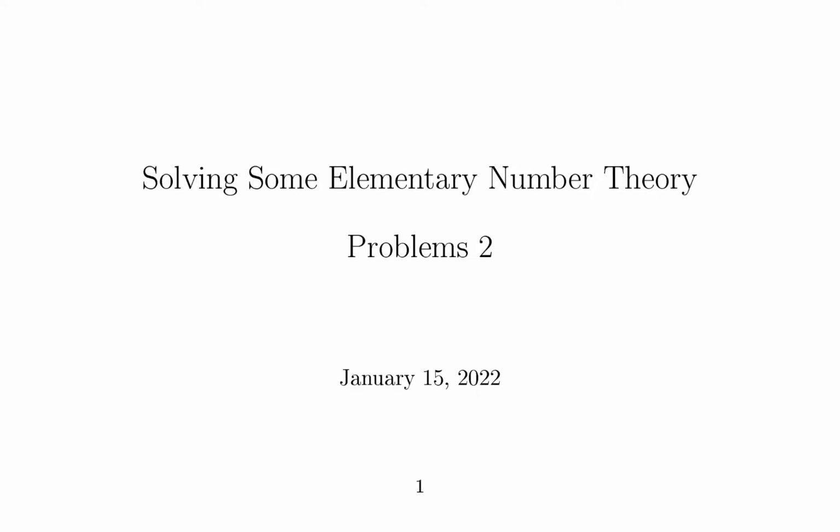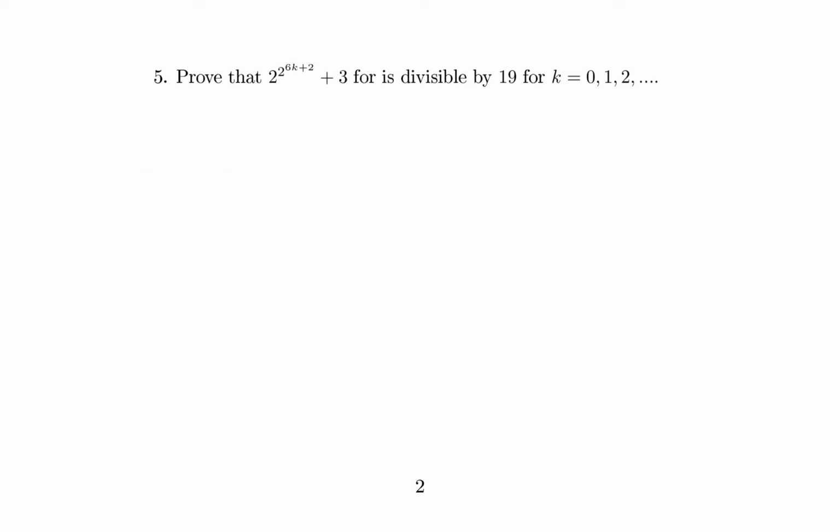Hello everyone and welcome to the second video of solving some elementary number theory problems from Sierpinski's 250 elementary number theory problems book. So let's start from where we left. Question number 5. Prove that 2 to the power of 6k plus 2, plus 3, is divisible by 19 for all non-negative integer k.